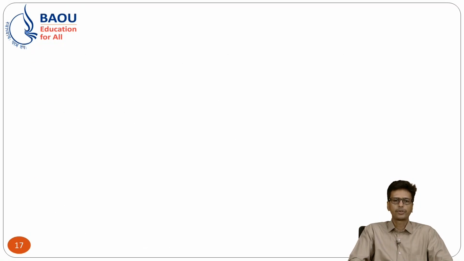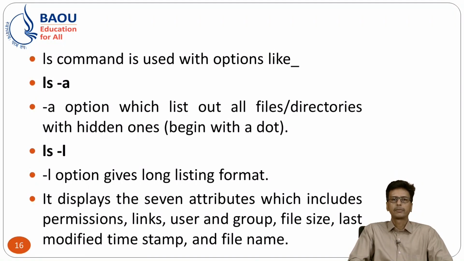So if you use ls with the L option, it will show you the detailed information. Now which information does it display? Permissions, links, user and group, file size, last modified time stamp and the file name.